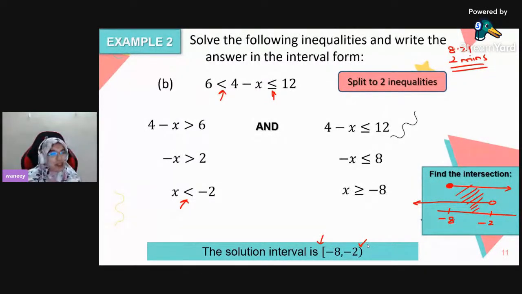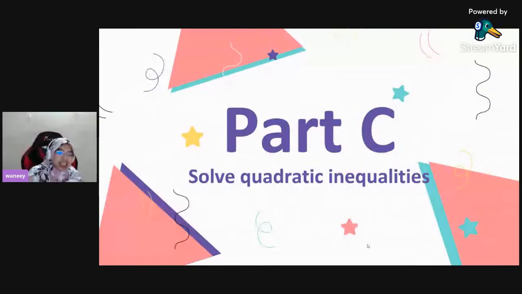So let us proceed to the third learning outcome for today, which is the quadratic inequalities. Okay, so now part C, how to solve the quadratic inequalities.